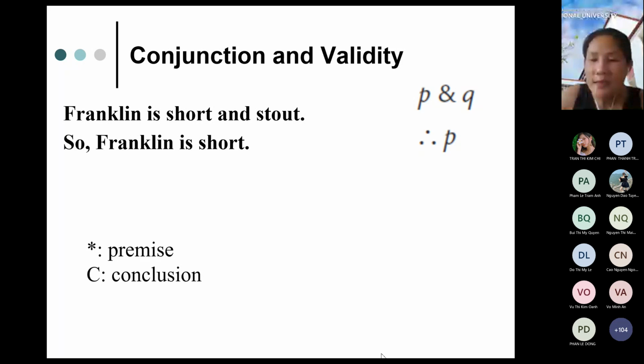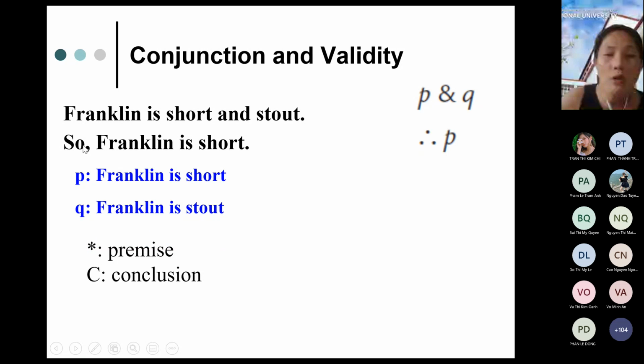So, like Hải Yến said, and I believe you also have the same answers, if I symbolize our arguments like this, and you see the original statements, you can guess the meaning. P means Franklin is short, and Q means Franklin is stout. You can name them differently, but let's use P and Q together. Now we also use the truth table. I want to see what columns you are going to make. How many columns are you going to make?